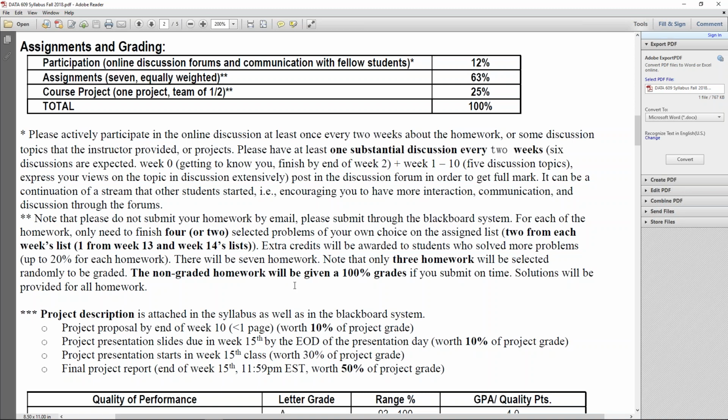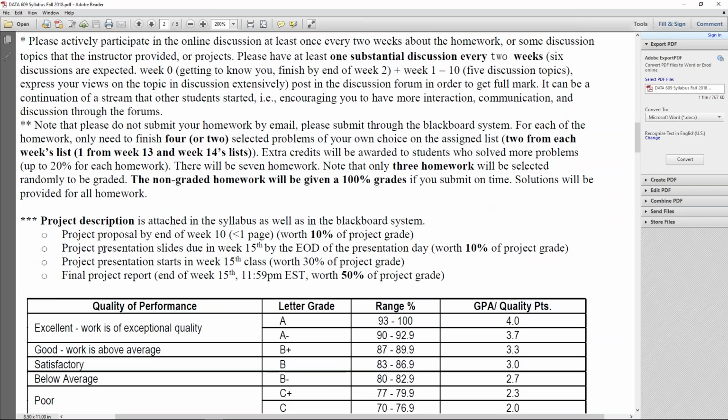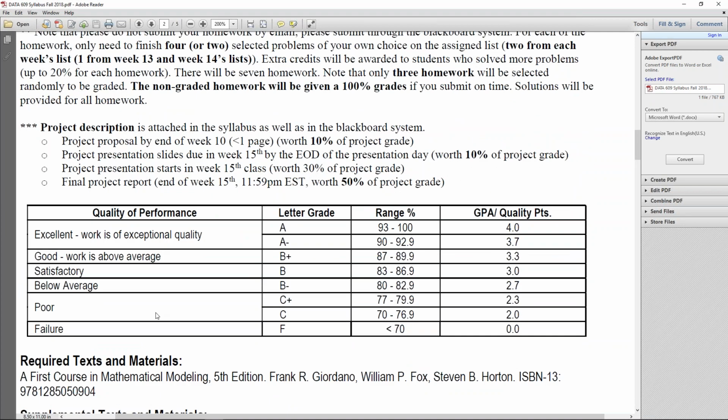And the course project is worth 25%. You have to finish the proposal by the end of week 10, which is 10% of the project grade, essentially 25% times 10%, so 2.5 points. Then the presentation slides would be due in week 15 by the end of the day of the presentation day. Presentation day would be week 15 Tuesday 7 p.m. That is 10% of the grade, but you should submit those slides by the end of that day. Then the presentation in week 15 class is 30% of the grade, and you could submit the final project report by the end of week 15.